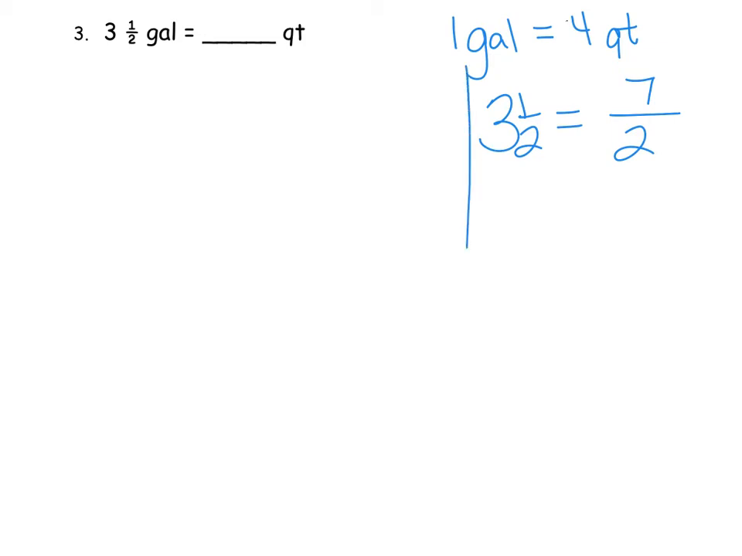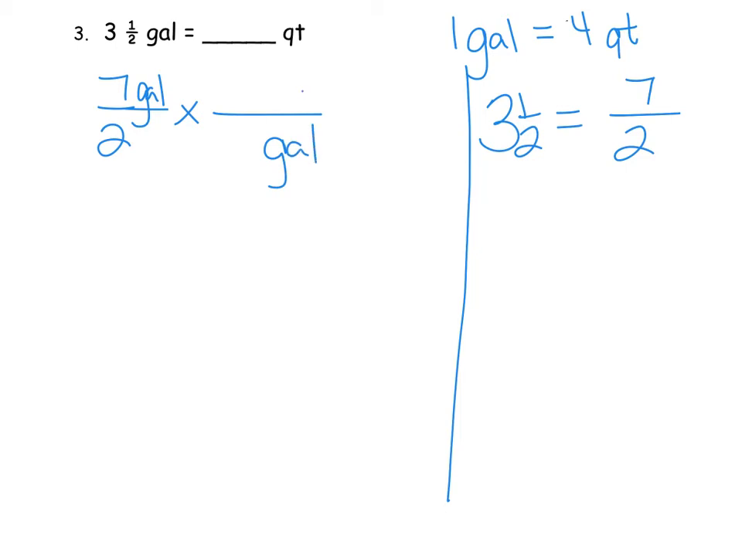So we have 7/2 gallon, and that's going in my numerator, times gallon's going to go in the denominator, quarts is going to go in the numerator. So I have 4 quarts to 1 gallon, canceling out gallons because 1 is in the numerator, 1 is in the denominator, and all I'm left with is my lovely quarts.